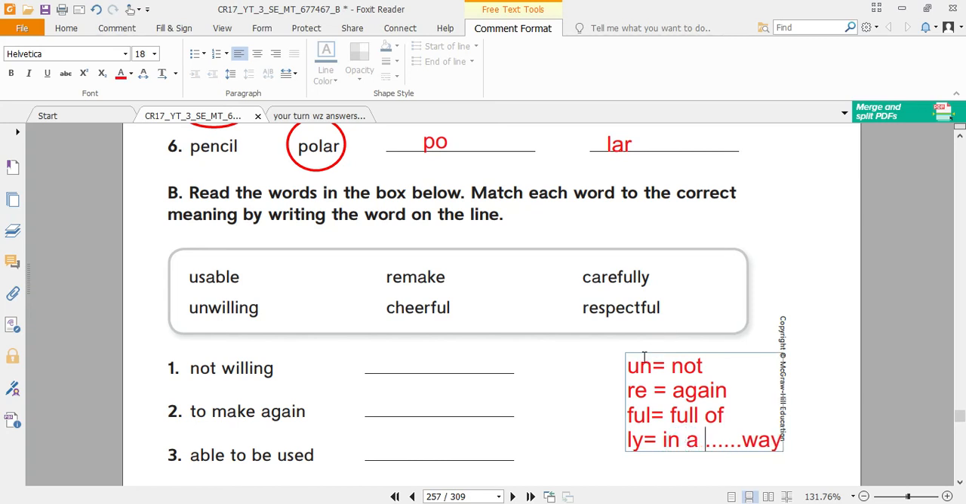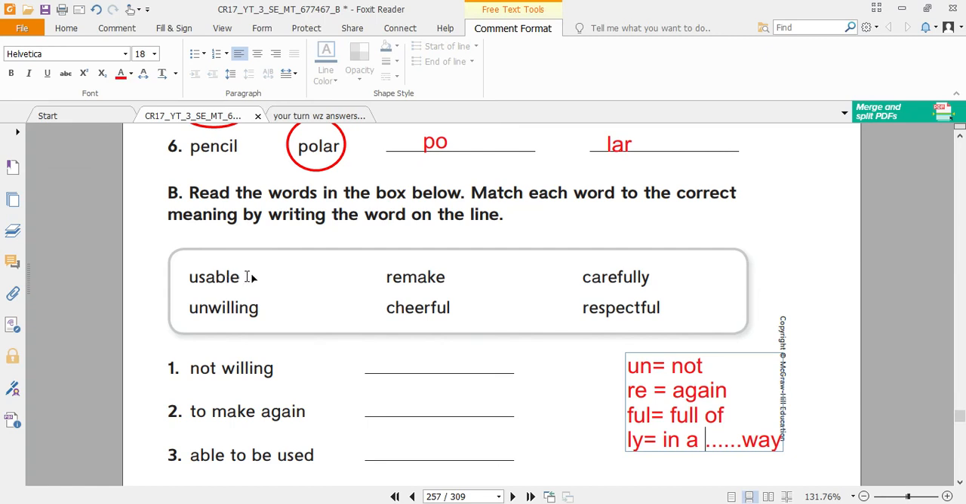So again, we have un, it's a prefix, means not, like happy, unhappy. Re is a prefix, means again, we put it in the beginning of the word, like redo, reread, or retest. Full means full of, like helpful, careful, colorful. And ly is a suffix, we put it at the end of each word. It means in a way.